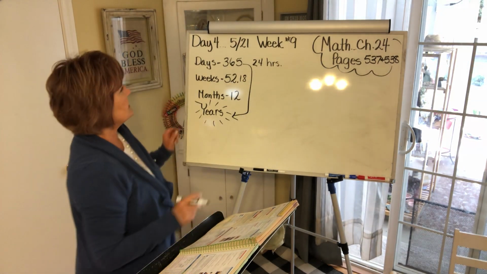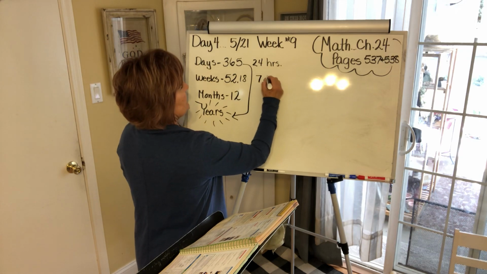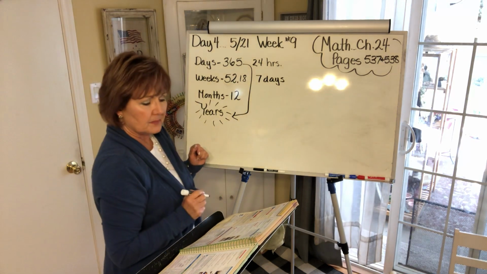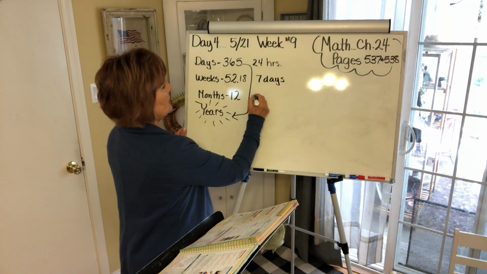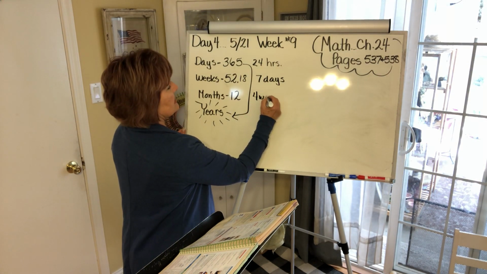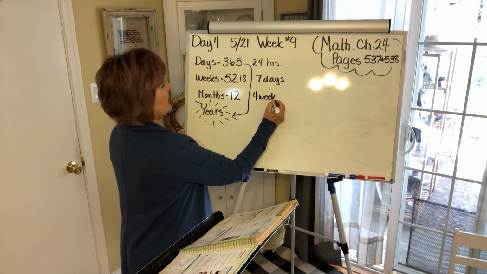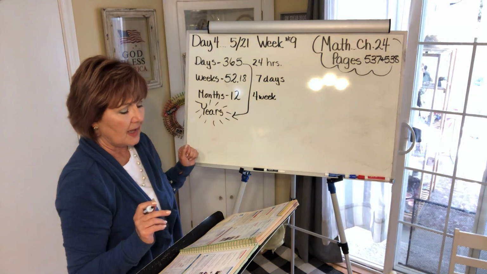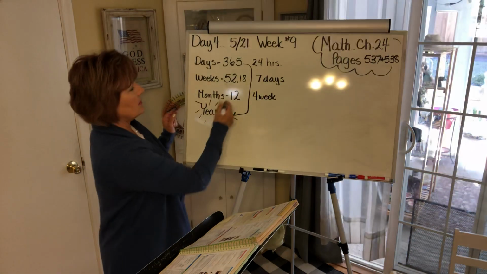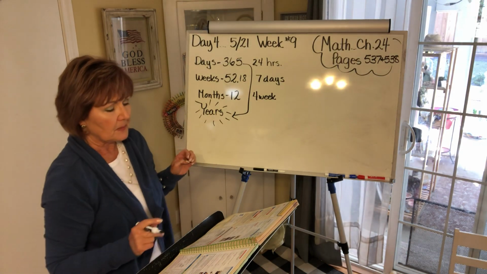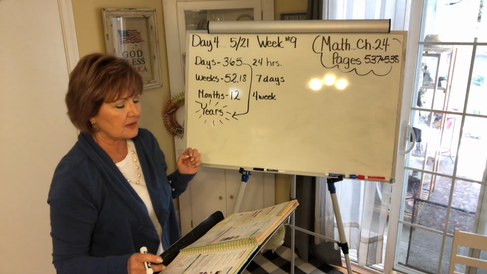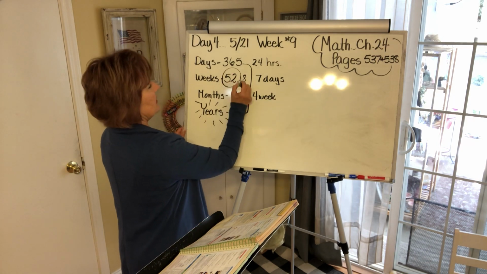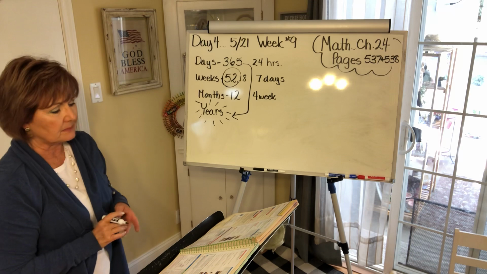There's 7 days in 1 week. You guys know that. There are about 4 weeks in a month. Sometimes it's about 4.5 to 5. And then there are 12 months in a year. Okay, and there are about 52 weeks in 1 year. So they're about 52. They left off the 0.18.